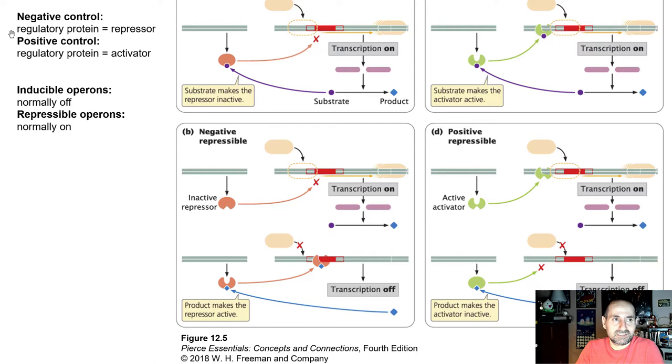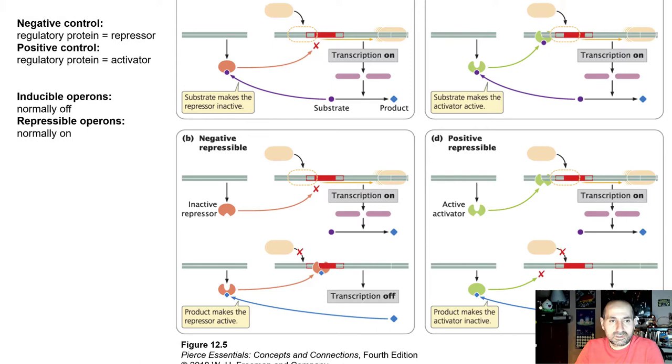So by remembering that negative control means a repressor, and remembering that repressible operons are normally on, you were able to deduce what's going on here with this type of regulation. I'm dealing with a repressor, but my gene is normally on. That means my repressor is not normally functioning until I do something to it, right? Until I have a product, and this product is able to attach to and bind to my repressor, making it active, such that it now changes conformation, it can now bind to the operator and turn off my gene expression. Did you guys see that? You see what I'm saying?